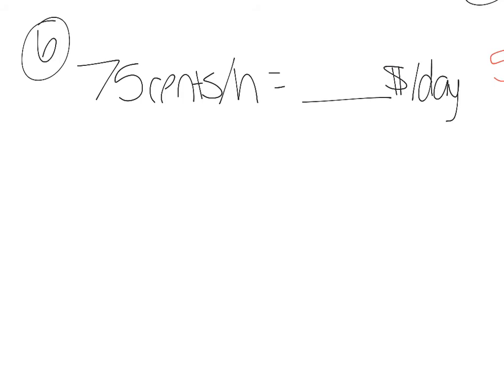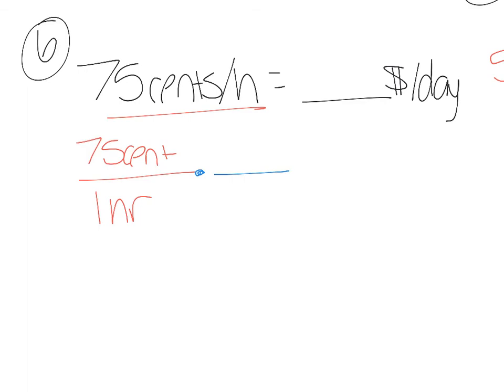So first thing, let's write this 75 cents to hours. Let's write it as a fraction. So 75 cents in 1 hour. I just rewrote it as a fraction. Now I'm going to have to do this in 2 steps. The first thing is I need to change cents into dollars. So let's get rid of the cents.